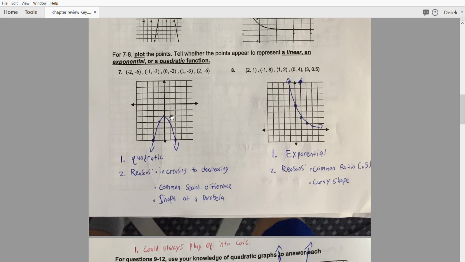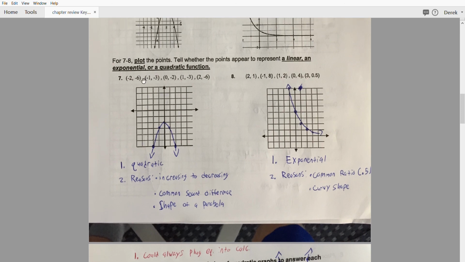You can see the points are plotted here. That's quadratic. You can tell by the parabolic curve. Some reasons: we go from increasing to decreasing, and only a quadratic function does that. Also, there's a common second difference if we take the second difference of those y values, and then the shape of the parabola. All right, so for number 8 here, I graphed that.